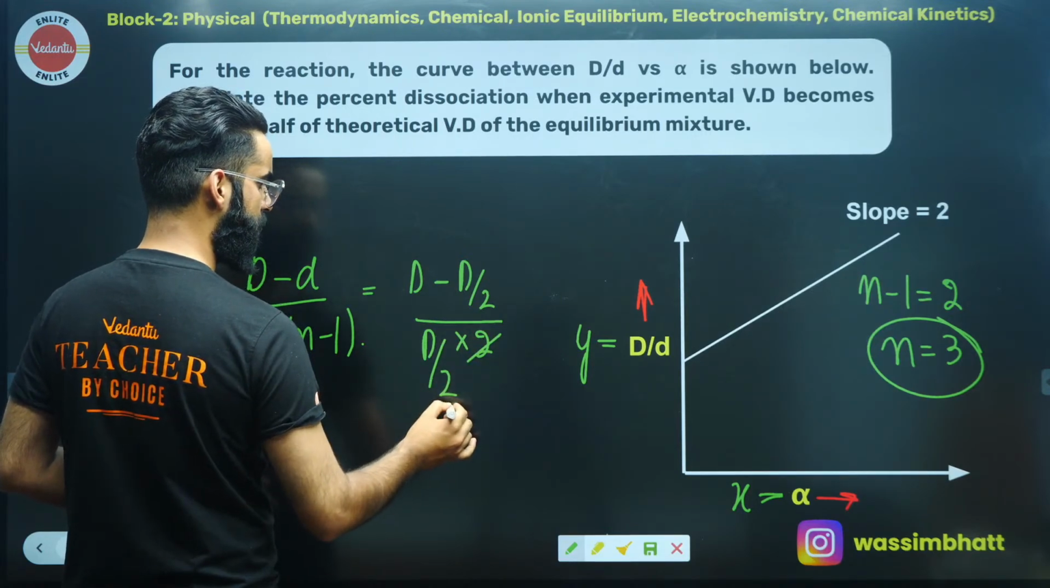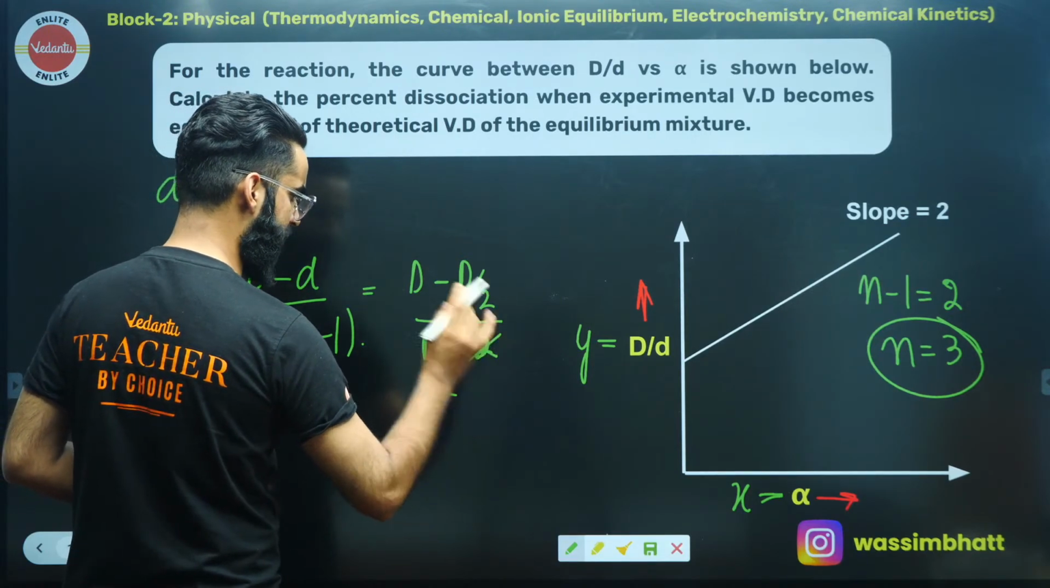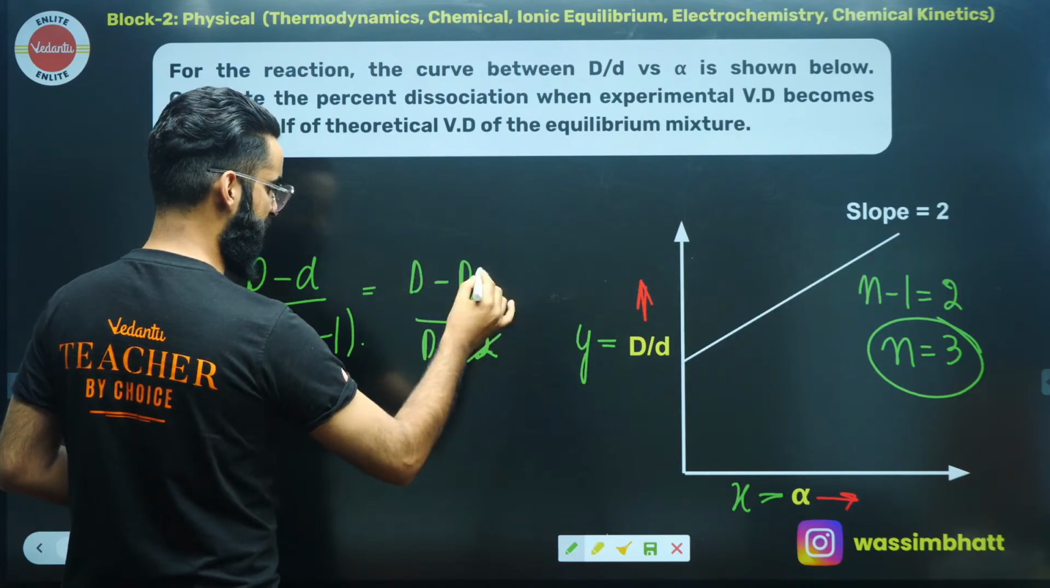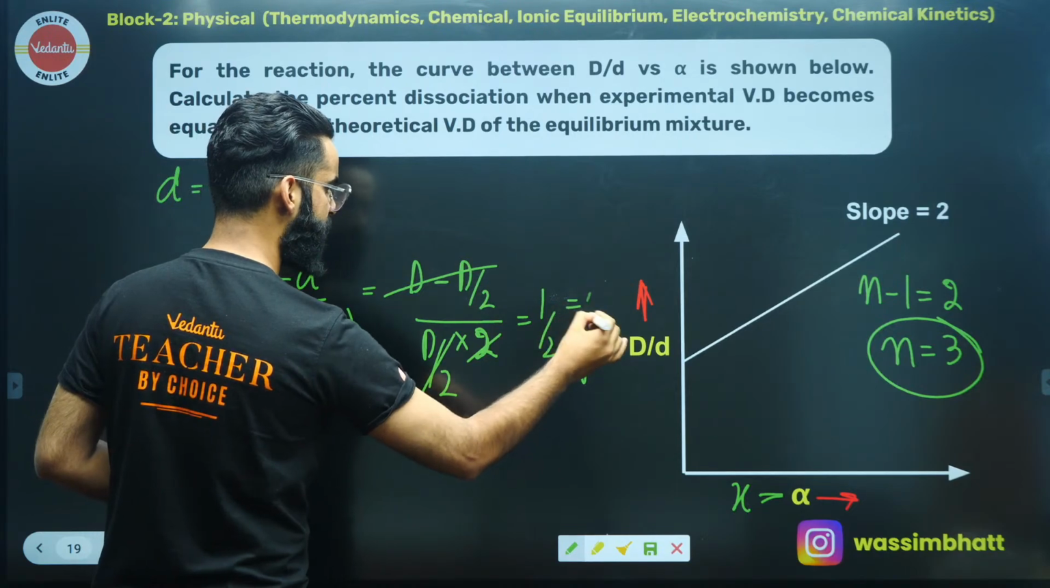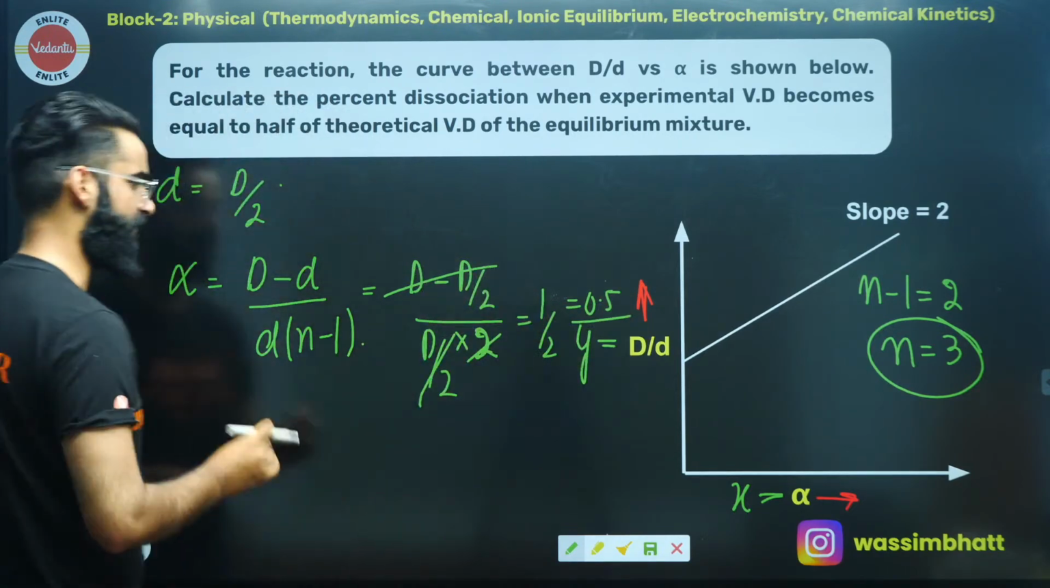So this 2, right? Or keep this 2 over here only. D minus D by 2 comes out to be D by 2. D by 2 got cancelled out. So it comes out to be 1 by 2. 1 by 2 is 0.5, right? So you got the value of alpha as 0.5.